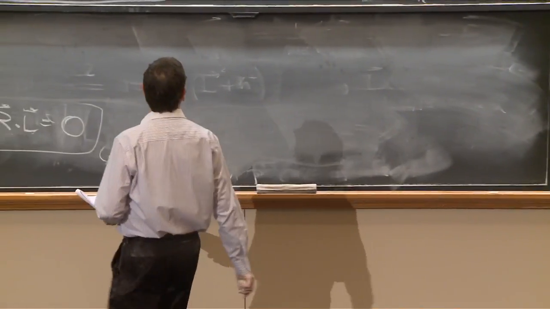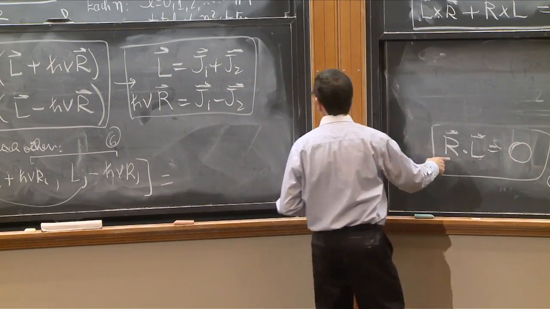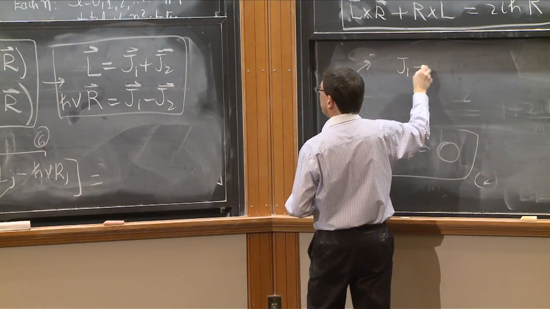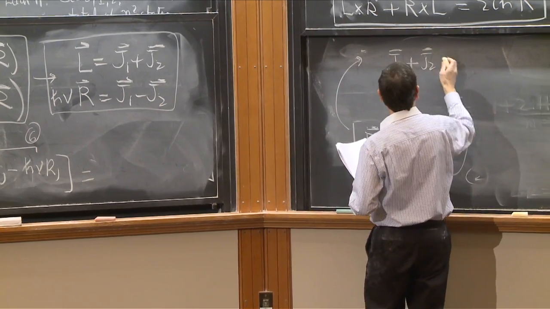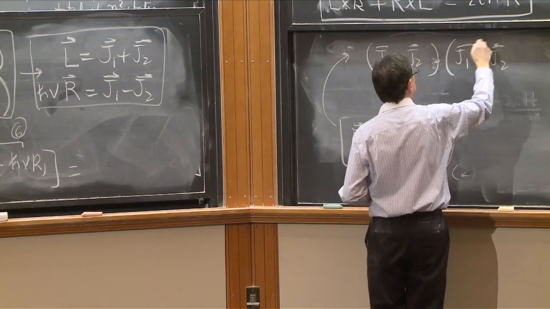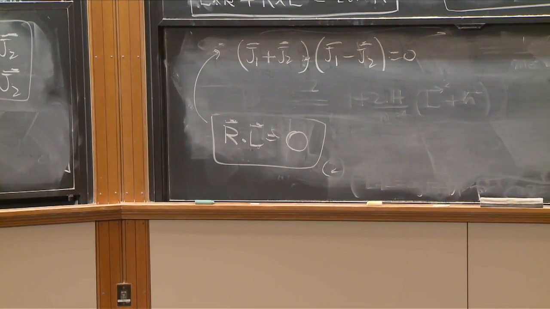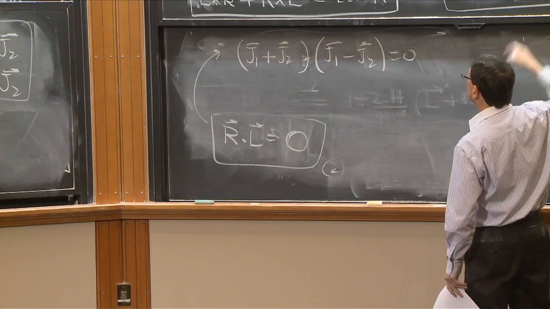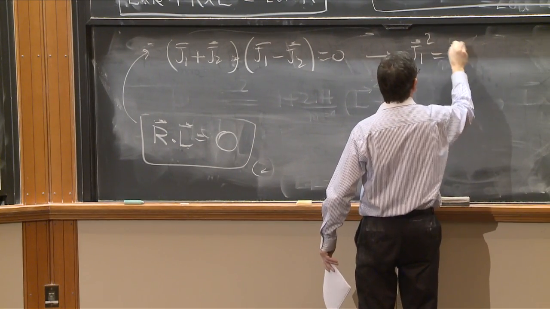So from L dot R equals 0, this time you get J1 plus J2 times J1 minus J2 is equal to 0. Now J1 and J2 commute, so the cross terms vanish. So this implies that J1 squared is equal to J2 squared.